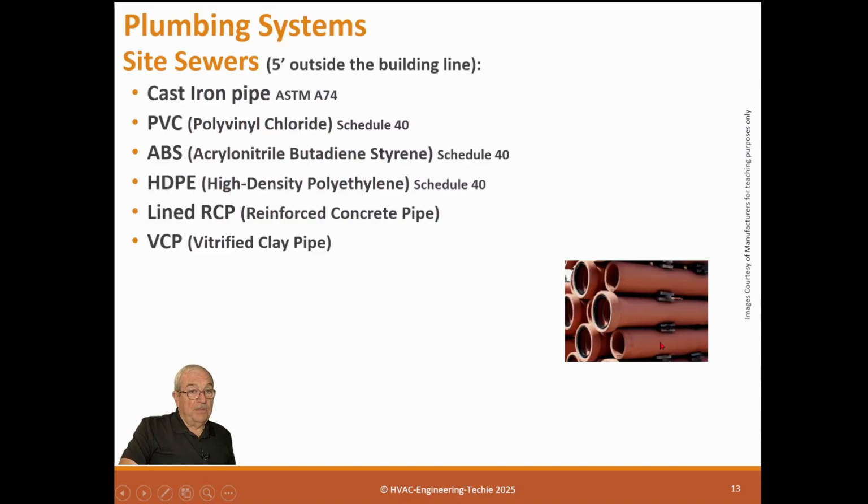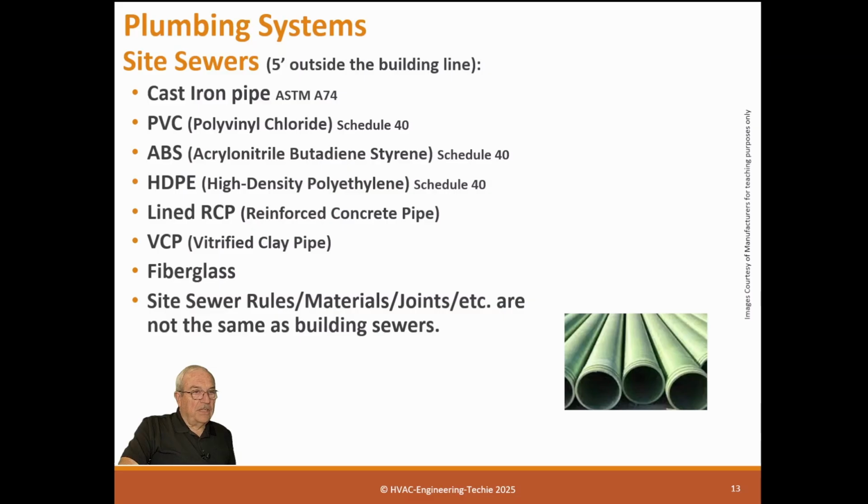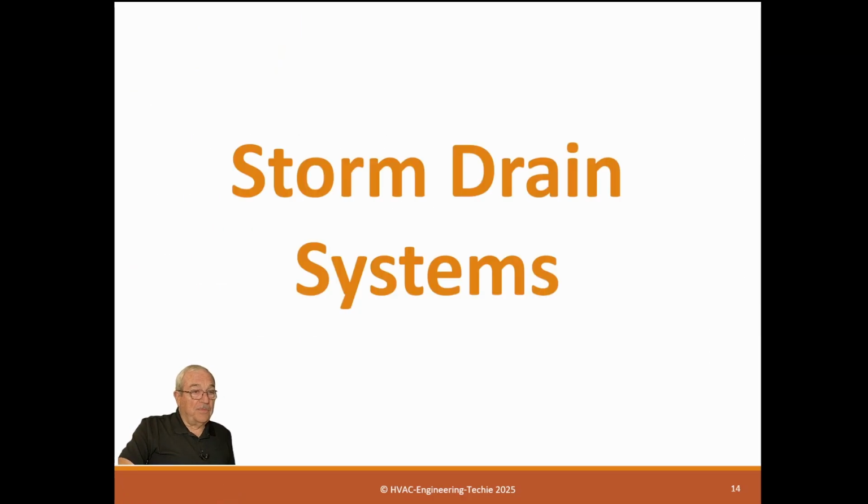VCP is fairly brittle and fractures. If you pound a rock into it, it'll break because it is just clay. Fiberglass pipe, side sewers: the rules for materials and joints are not the same as for building sewers. It's similar. They still have to drain, they still have a slope, but they are different. They have joints, and they need to make sure they're constrained so they stay together, especially pressure pipe, in sewer pipes.